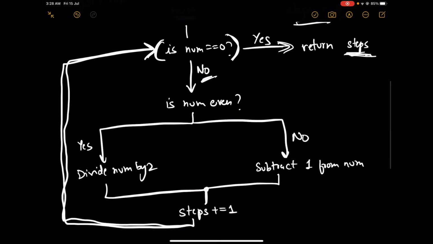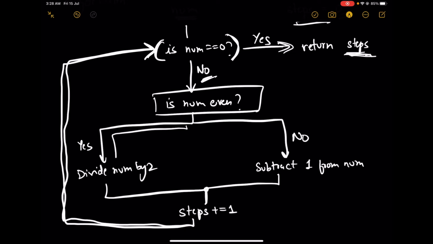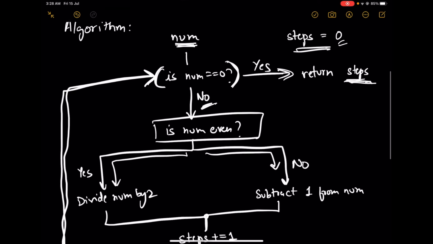And what is this here? This is an if condition, okay? If num is even, then I go this side, else I go this side. So this can be done using if else. So that's the algorithm that we're going to use.